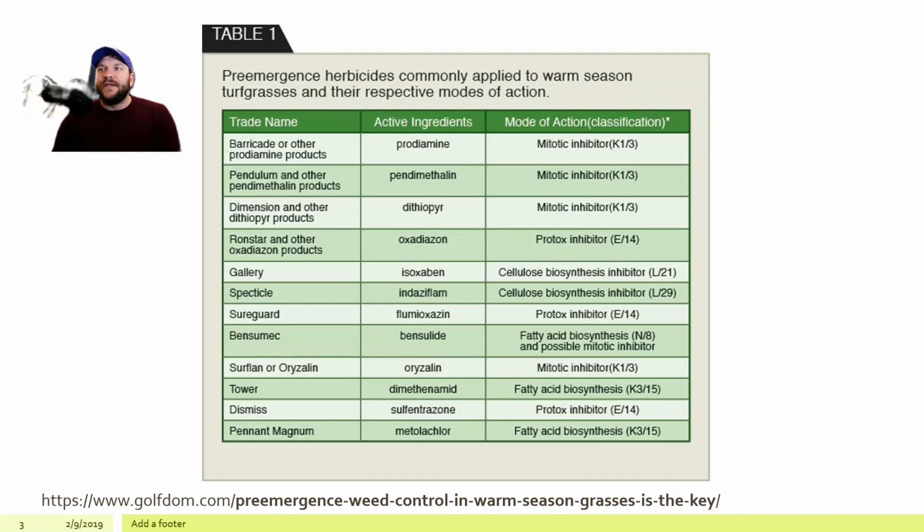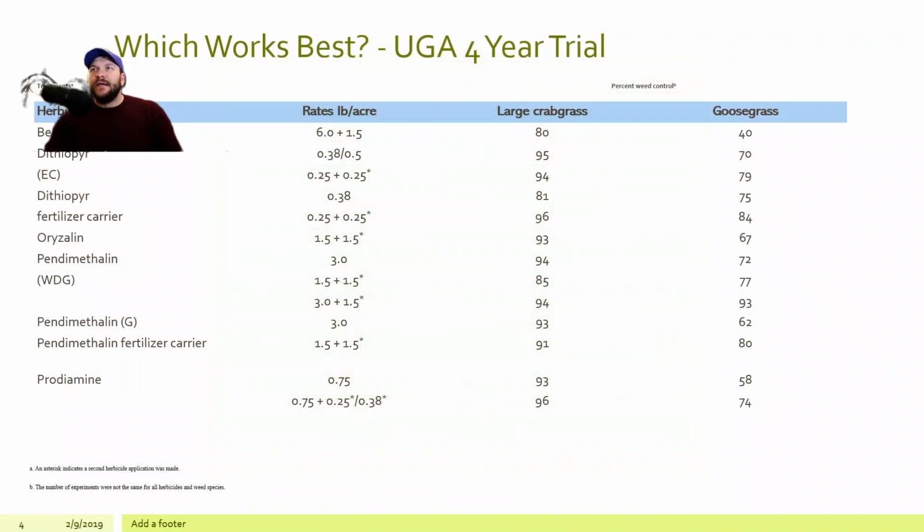Some interesting things on here would be sulfentrazone is listed here, which is a PPO, and also SureGuard, which is also a PPO. And if you look at those, they're both group 14. So same mode of action between those two. So here we're going to look at a 4-year UGA trial where they compared a lot of the pre-emergents that are available for the lawn care market.